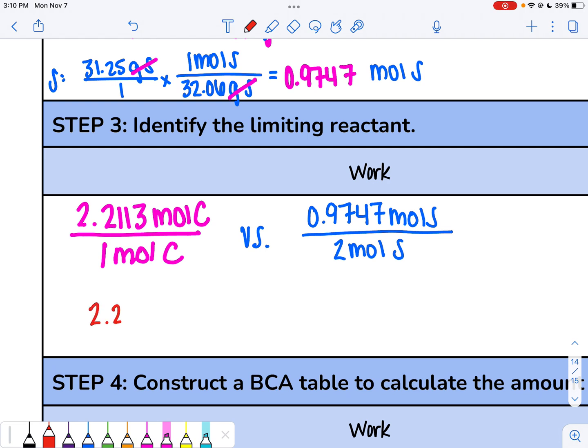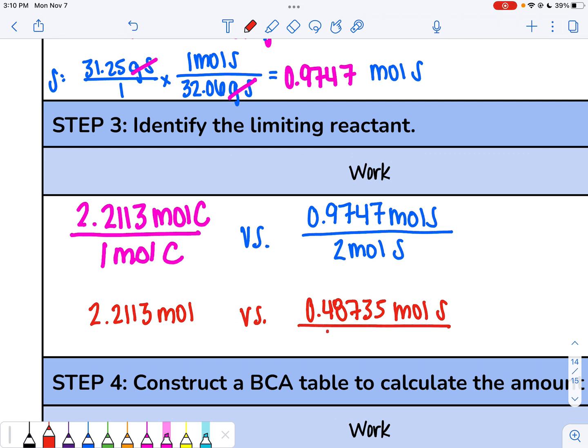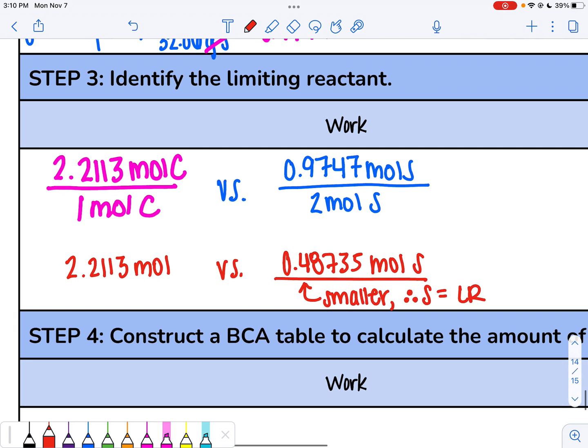So when I plug this into my calculator, or do this in this first one in my head, 2.2133 moles of carbon versus 0.48735 moles of sulfur. So what I have to look for now is which one's smaller. Whichever one is smaller means that's the one that's going to run out first. So I only have this much sulfur. This is clearly the smaller number. So because I have a smaller amount of sulfur and a smaller ratio of sulfur in the balanced chemical equation, this means that sulfur is equal to my limiting reactant.